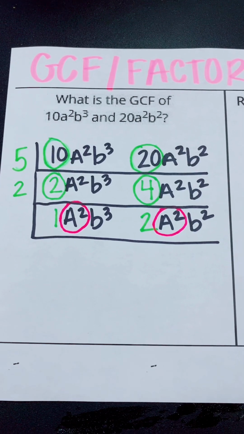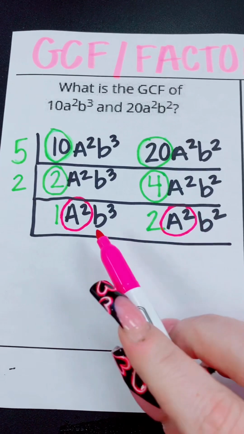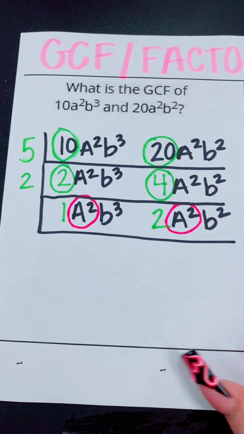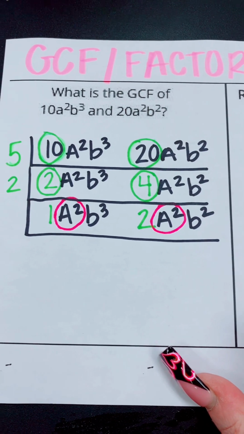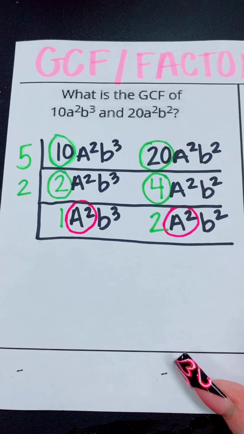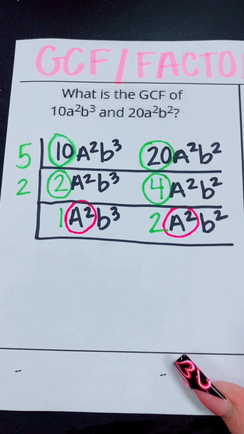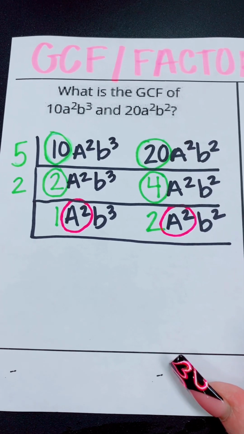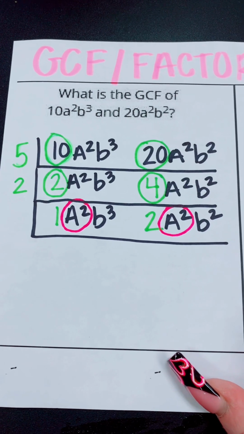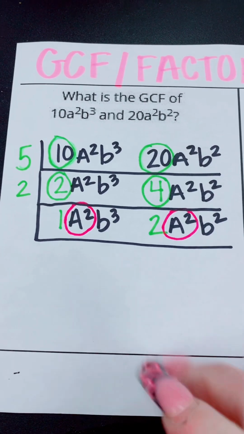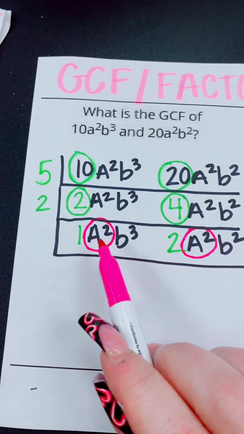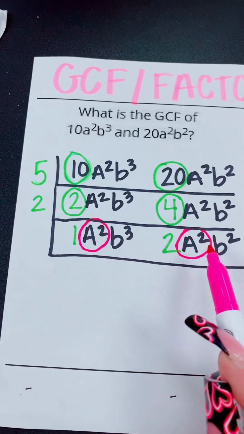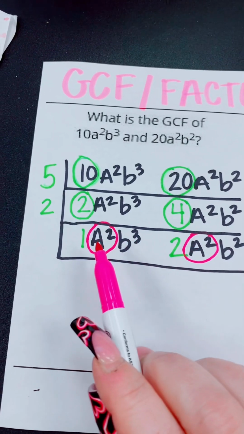Now I need to focus on my variables. I want to focus on my a variable first. I want to focus on one variable at a time. When dividing variables with exponents, you subtract the exponents. So I'm going to focus on the variables and the exponents. Looking at the exponents here, I notice that they are both the same, meaning I can take out that many a's.